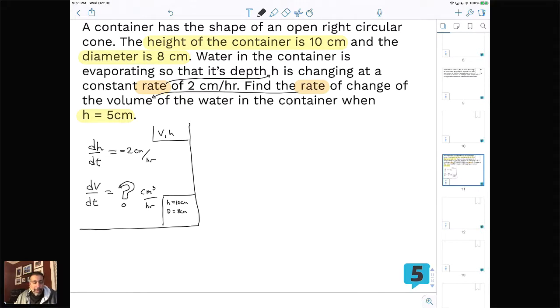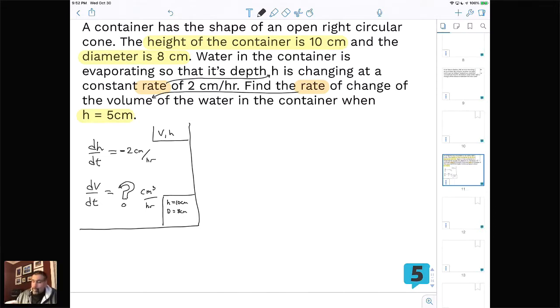So if the amount is increasing, the derivative would be positive. If the amount is decreasing, the derivative needs to be negative. This height is definitely decreasing. We need negative. Okay. So now we're going through, and again, we've got a right circular cone.